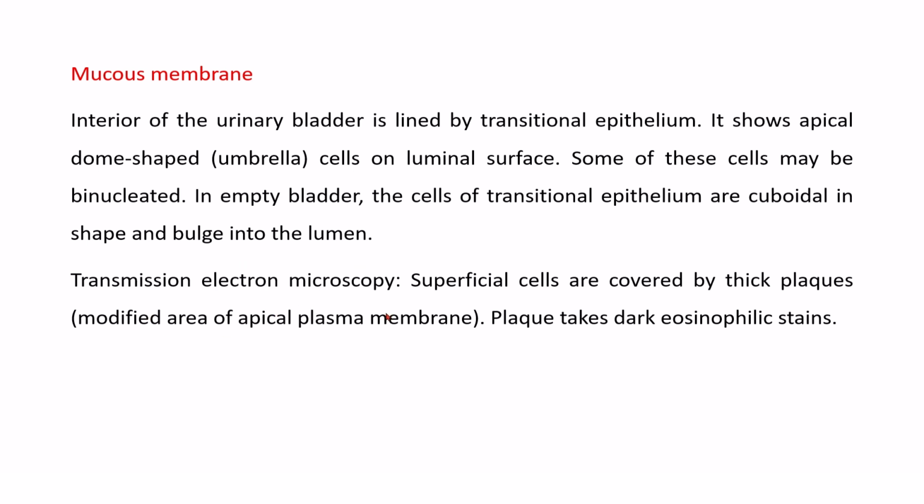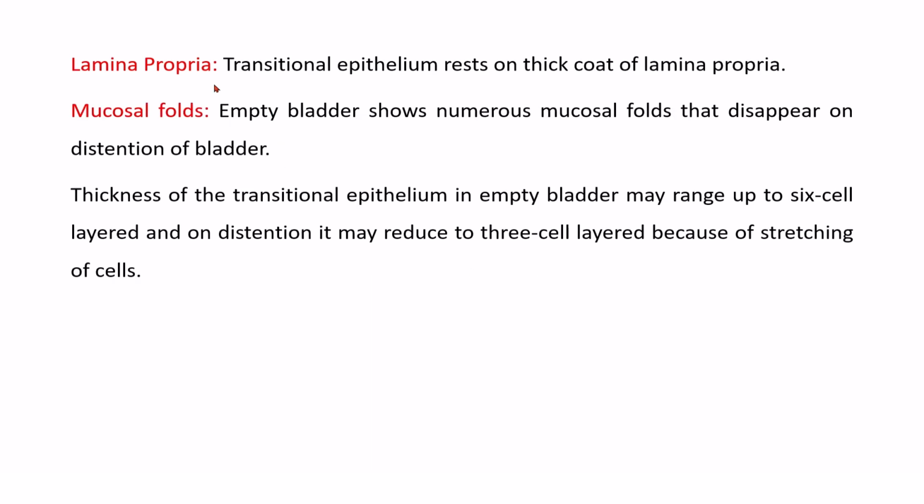On transmission electron microscopy, the superficial cells are covered by thick plaques, modified areas of the apical plasma membrane. The plaque takes a dark eosinophilic stain. The transitional epithelium rests on a thick coat of lamina propria.